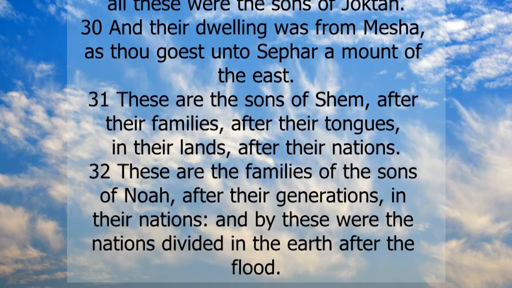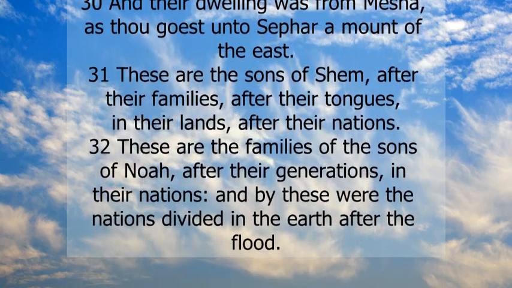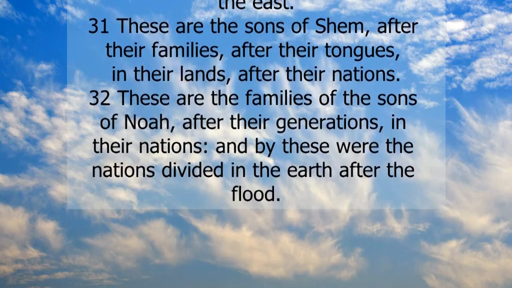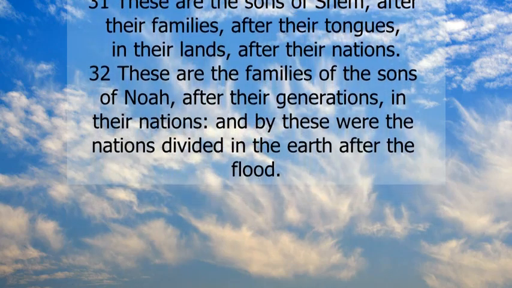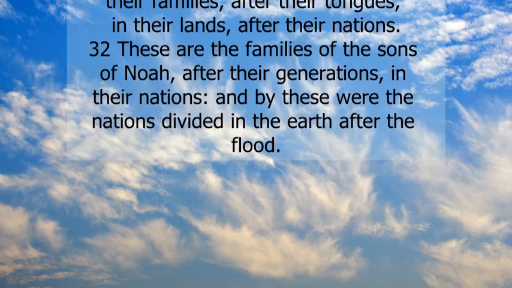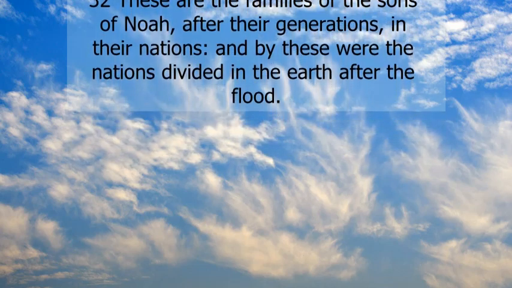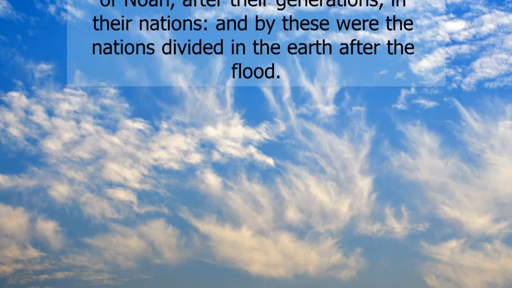These are the sons of Shem, after their families, after their tongues, in their lands, after their nations. These are the families of the sons of Noah, after their generations, in their nations, and by these were the nations divided in the earth after the flood. This ends our reading of Genesis chapter 10.